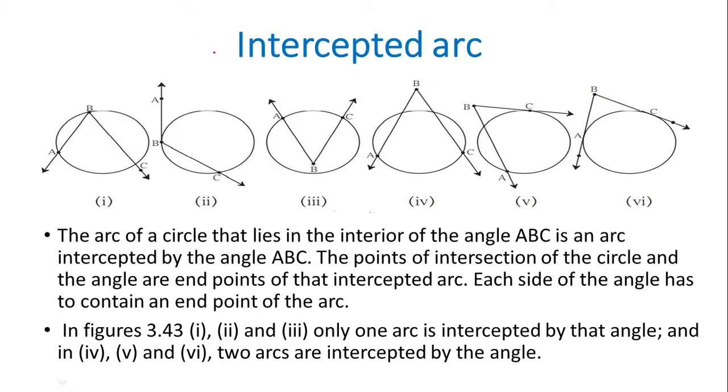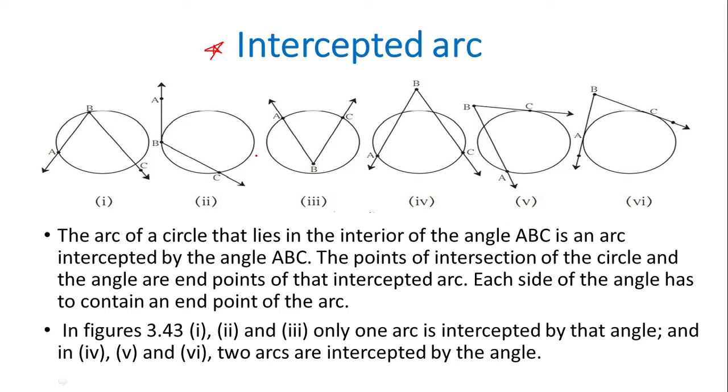Then, let's see what is an intercepted arc. The previous one was the inscribed angle, and this one is the intercepted arc. Now children, here we have a set of figures. The arc of a circle that lies in the interior of the angle ABC is an arc intercepted by the angle ABC. Now see children, the arc which is lying in the interior of the angle. In the interior means what? Within the angle. So this arc AC.